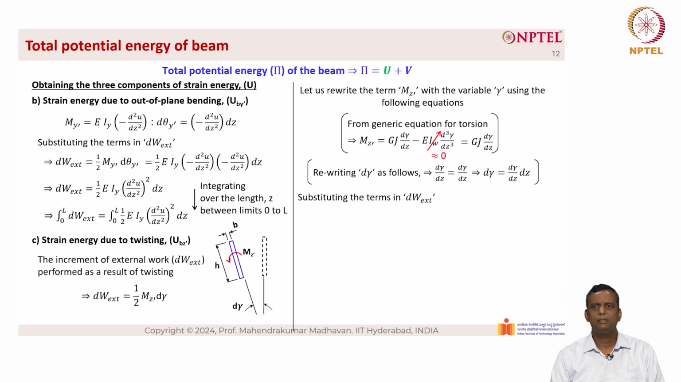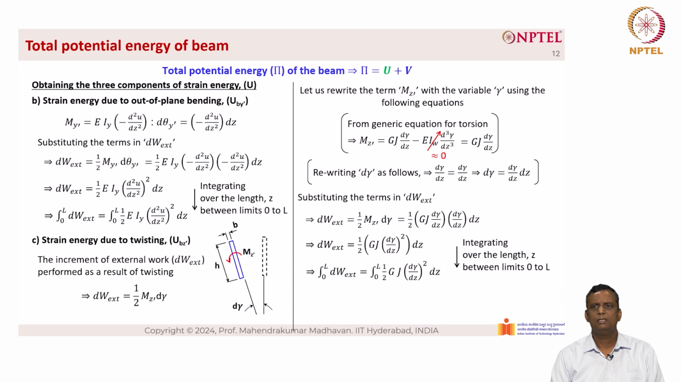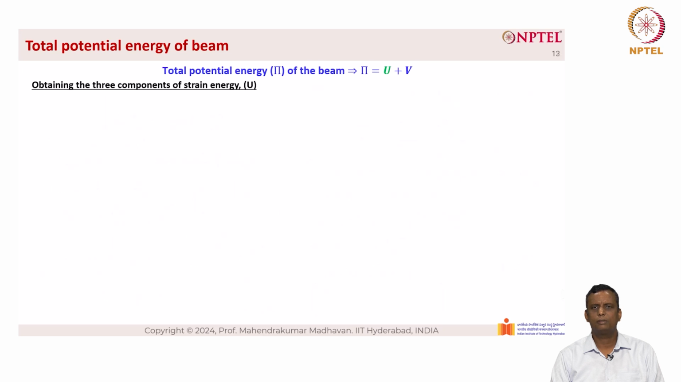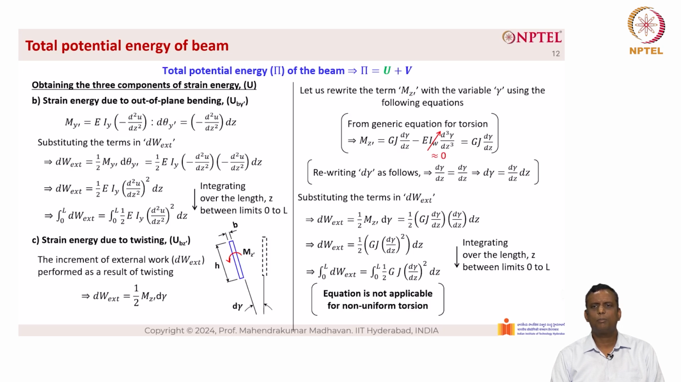So substituting the terms in dW external equal to half into Mz dash into d gamma, which becomes half into GJ into d gamma by dz into d gamma by dz into dz. So that gives rise to the equation half into GJ into d gamma by dz the whole square into dz. Now integrating over the length z between limits 0 to L, we have integral 0 to L dW external is equal to integral 0 to L half into GJ into d gamma by dz the whole square into dz. This equation is not applicable for non-uniform torsion because Iw has been taken as 0.